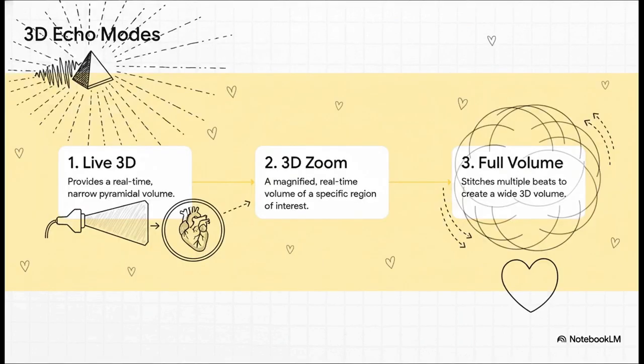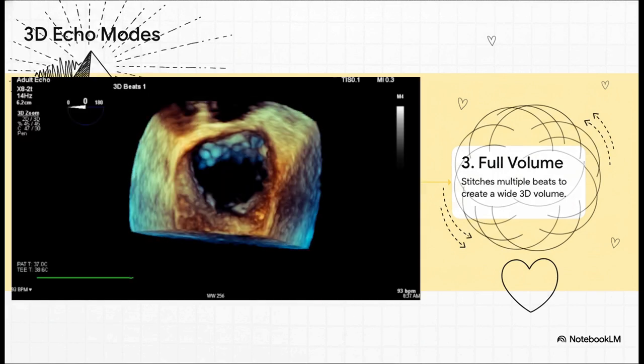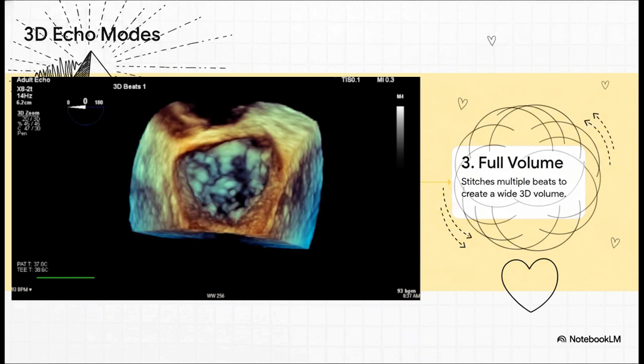And that brings us to the modern era of 3D imaging. Modern probes can do this in a few different ways. Live 3D gives you a real-time but fairly narrow pyramid-shaped volume. It's great for a quick look.